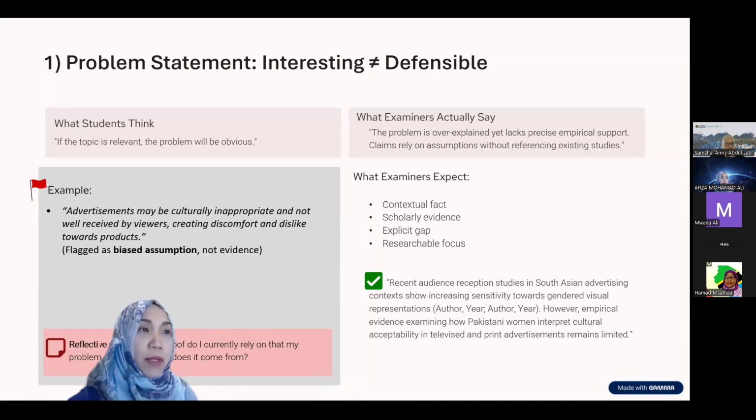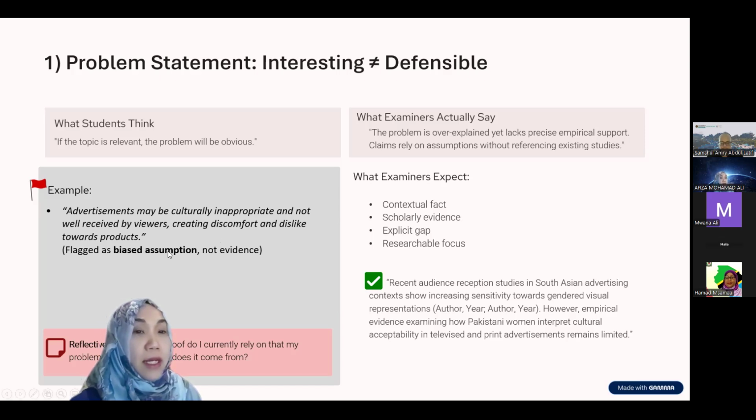What examiners actually say would be that the problem is over-explained, but it lacks precise empirical support. This means your claims rely on assumptions without referencing existing studies. An example I can pull from a thesis that I've read: advertisements may be culturally inappropriate and not well received by viewers, creating discomfort and dislike towards products. We flag this as a biased assumption and not evidence, because, if I can still remember, it was not supported by any reports, journal articles or research.